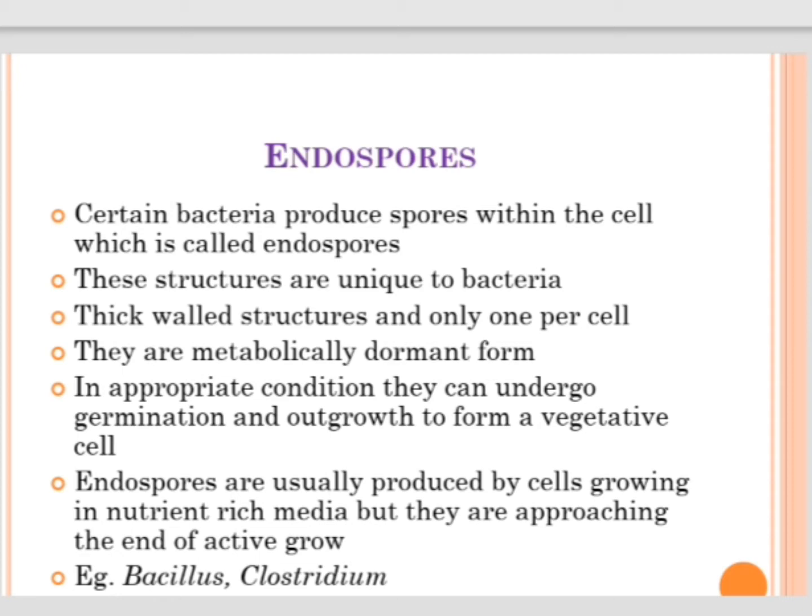These endospores are usually produced by bacteria living in nutrient-rich media, or at the end of their growth cycle. They might be either in their stationary phase or at the death phase. So before attaining death, they produce these endospores, and when favorable conditions come, these endospores become a new vegetative cell. Examples of bacteria producing endospores are Bacillus and Clostridium species.